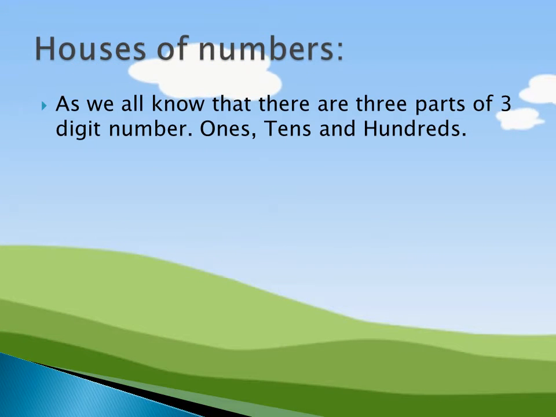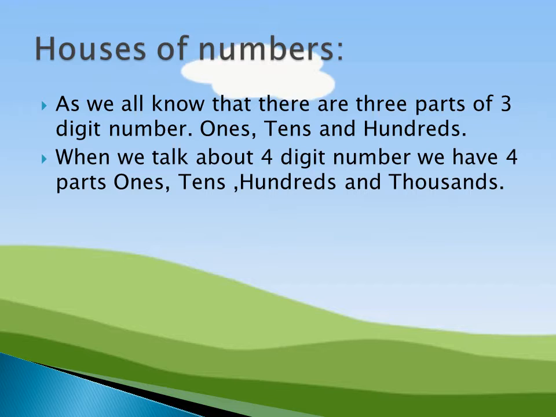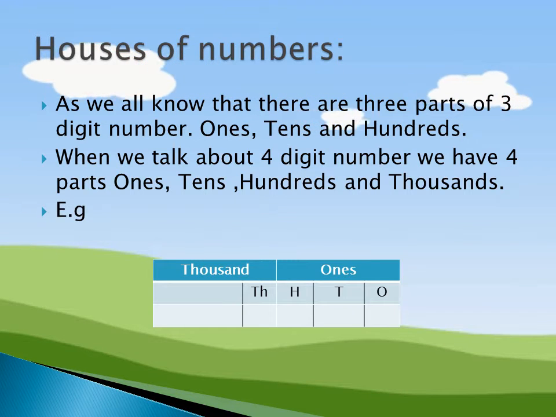Houses of numbers. As we all know, there are three parts of a three digit number: ones, tens, and hundreds. When we talk about a four digit number, we have four parts: ones, tens, hundreds, and thousands. For example, in a four digit number, we have four parts: ones, tens, hundreds, and thousands.